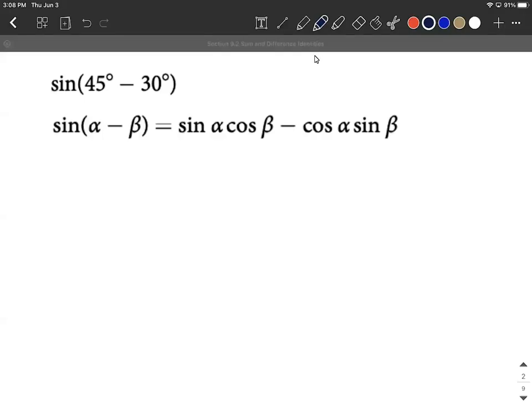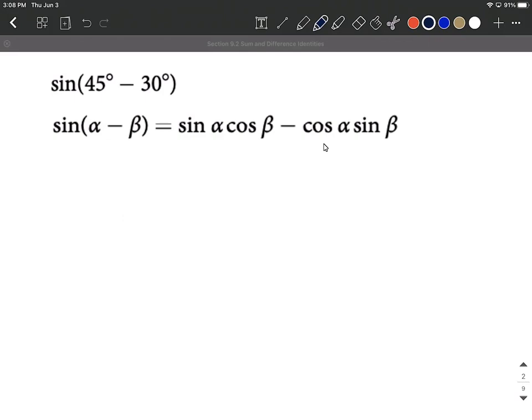All right, using the sum and difference formulas, this time for sine. We want to calculate sine of 45 degrees minus 30 degrees, which of course we could simplify down and say that's the same thing as sine of 15 degrees. However, we're going to use the difference identity to help us out in this case. So I've listed that down below here.